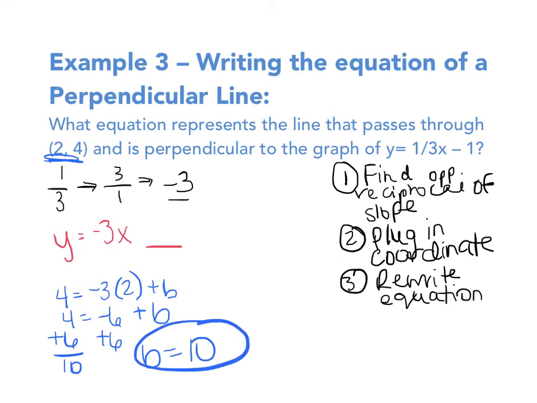So if b equals 10 in this perpendicular line, I'm just going to add 10 here, and we have our equation of a line that is perpendicular to the graph of y equals 1/3 x minus 1 and passes through the point (2, 4). This line right here, y equals negative 3x plus 10.